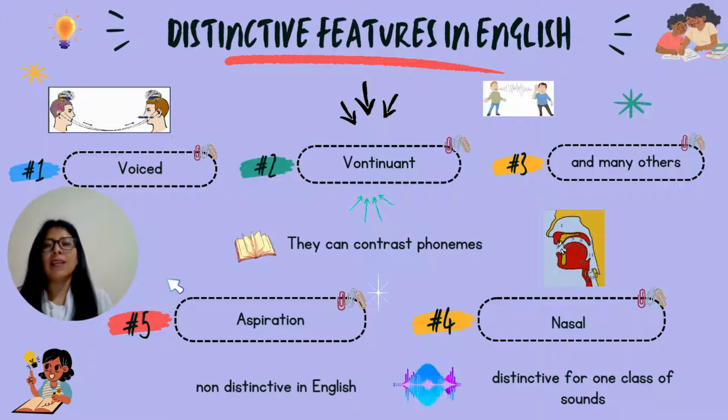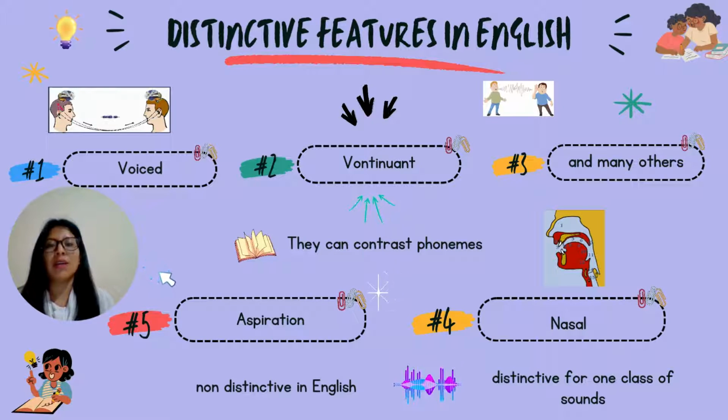Distinctive features in English. Among the distinctive characteristics in English, we have voicing, continuant, and many others, which are distinctive features of English. They can contrast phonemes. Aspiration is not distinctive in English and is predictable from phonemic context. The nasal may be distinctive of one class of sounds, for example, English consonants, but not distinctive of a different class of sounds, for example, English vowels.